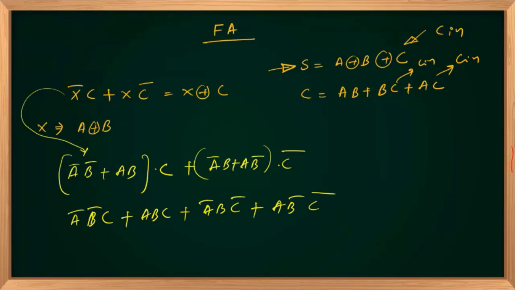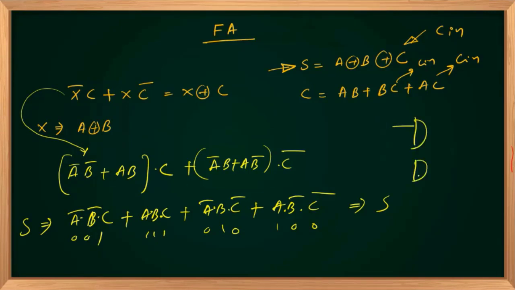If you observe the individual terms, you can see an odd number of ones: 001, 111, 010, 100, odd number of ones corresponding to sum equal to 1, right? So to implement this function, the sum output of my full adder, I require AND gates to take the product terms. 1, 2, 3 AND gates are required, right?